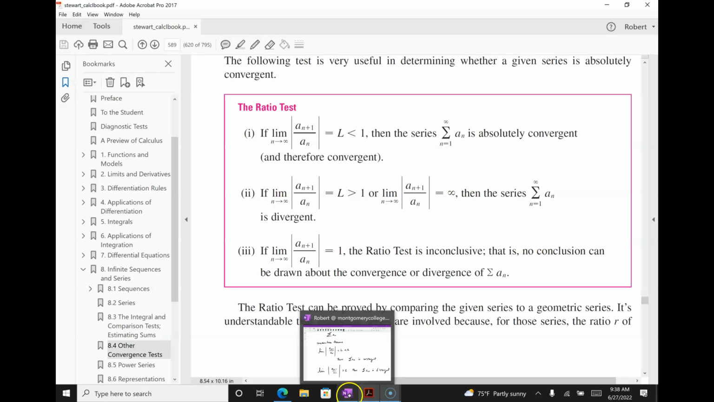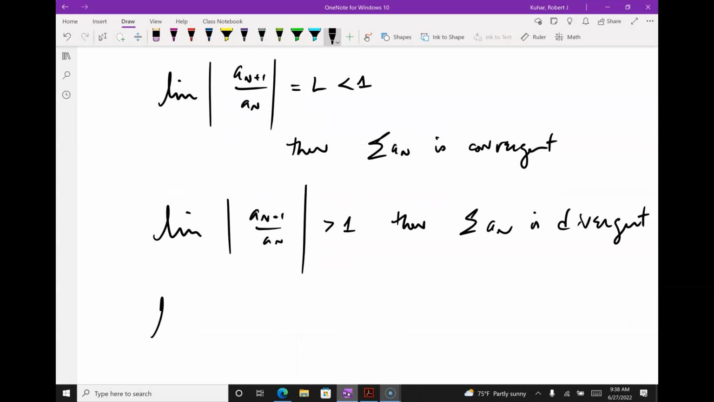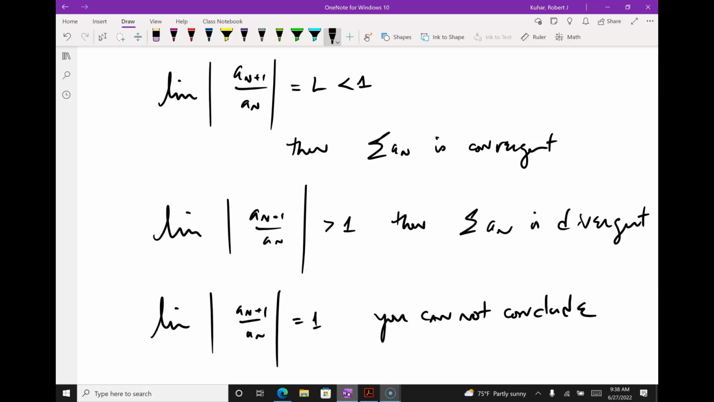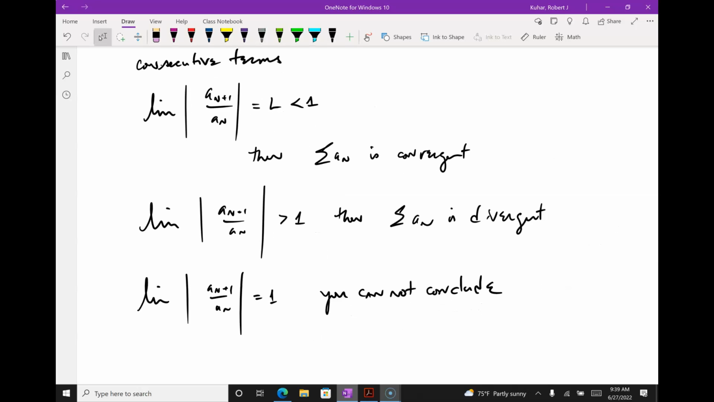The limit of a sub n plus 1 over a sub n equals 1, you cannot conclude. Why? What do you think? I think the middle one is obvious, right? If I keep adding bigger and bigger things, there's no way I'm going to converge. The first one seems like it could still be trouble, but we're going to put that on hold for a second. But this one, I think we should be able to come up with it.